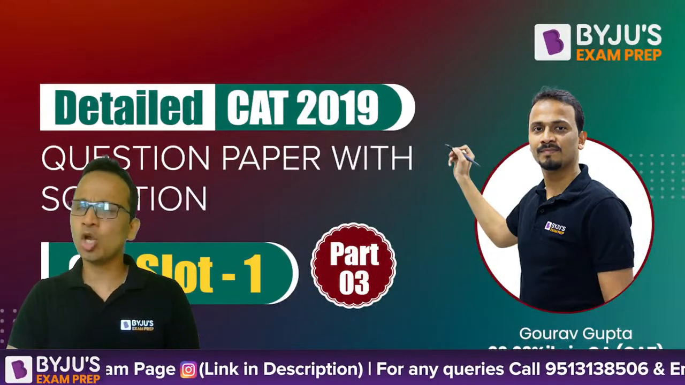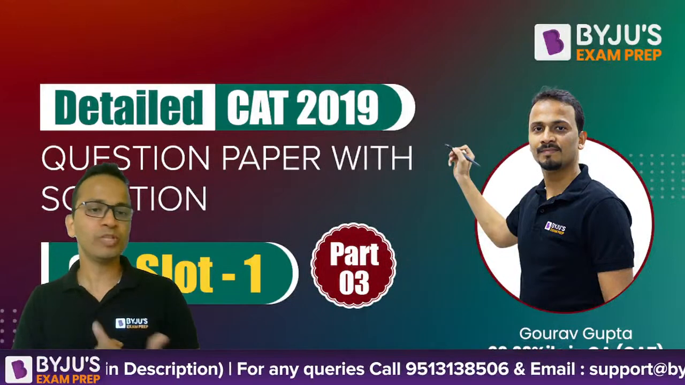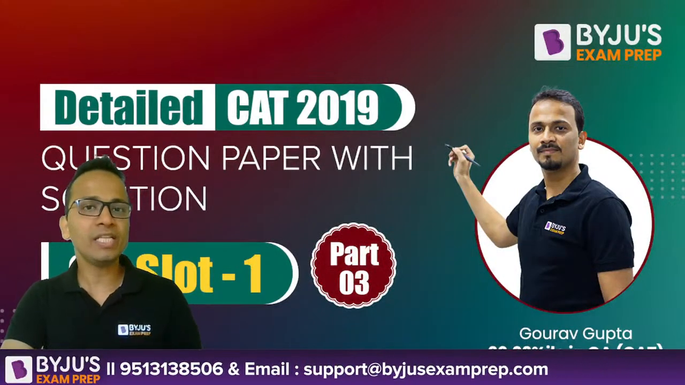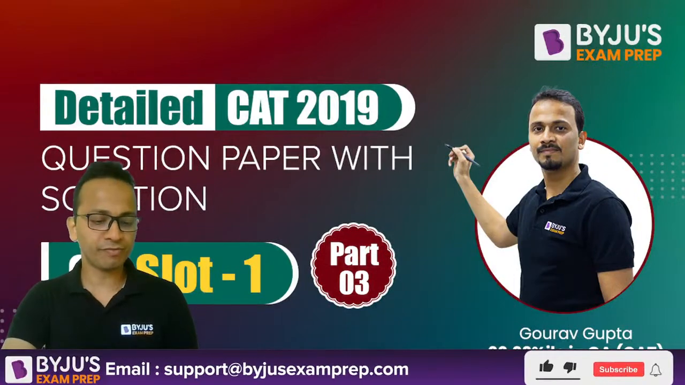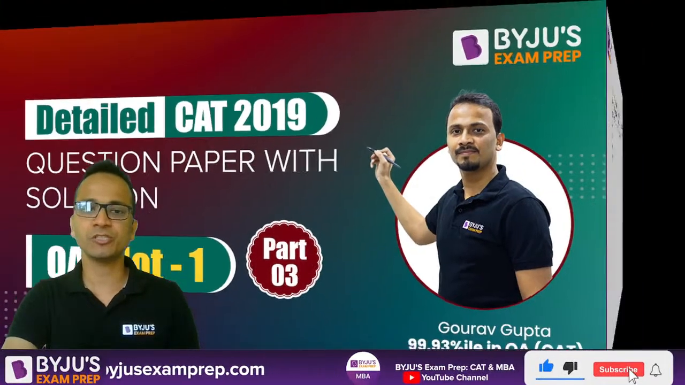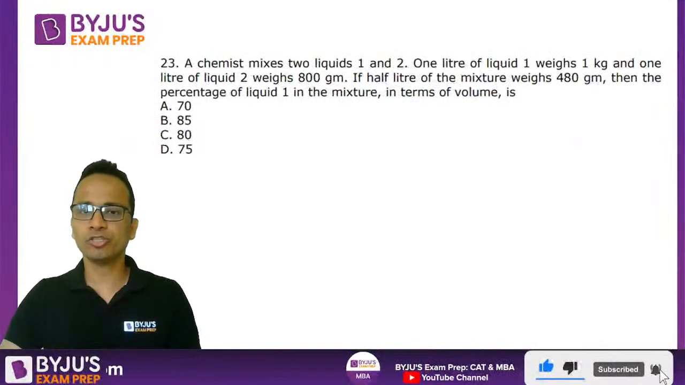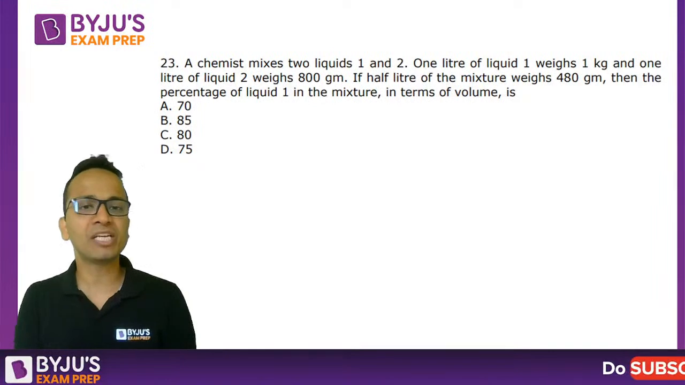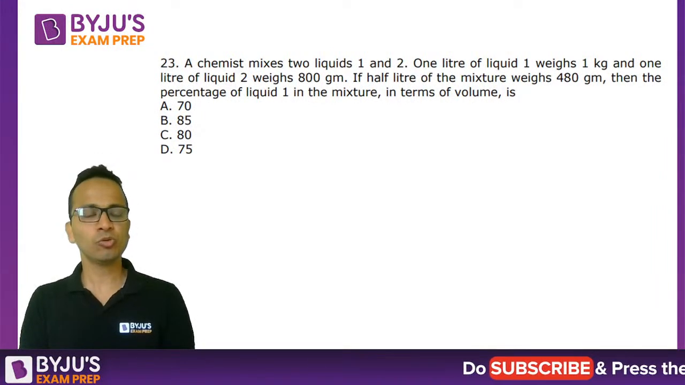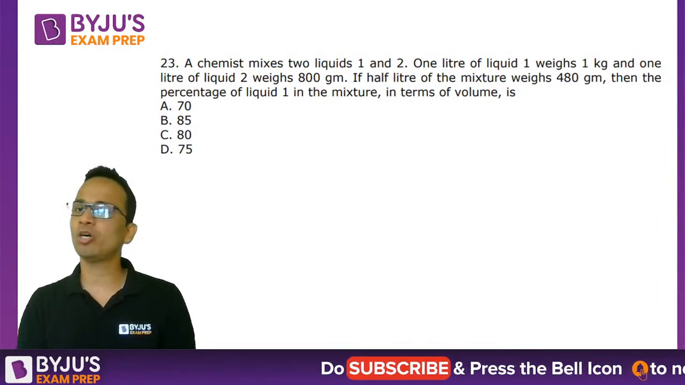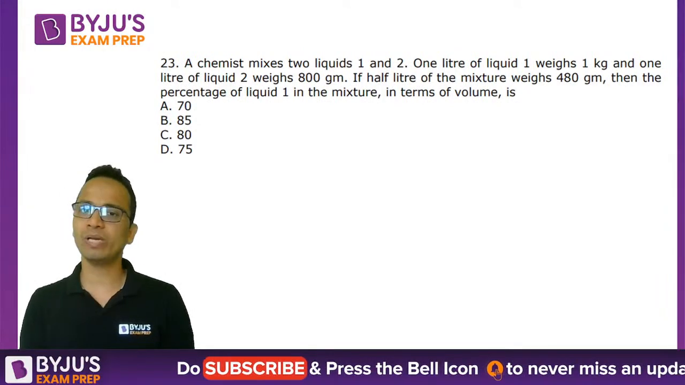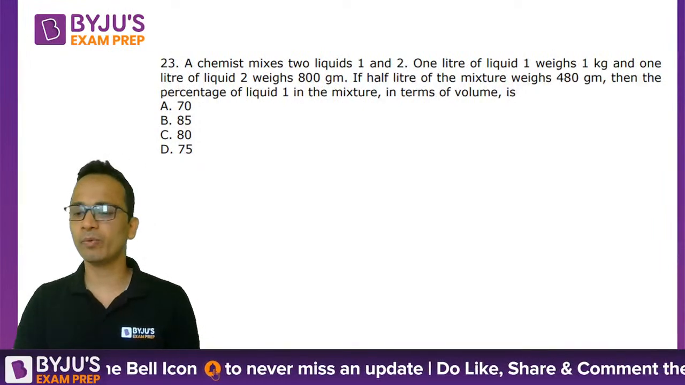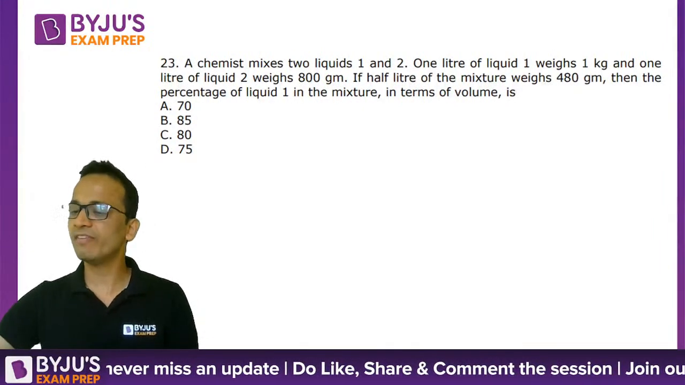So let us continue with QA slot 1 part number 3. We'll start with the 23rd question because we have already discussed the first 22 questions in the previous sessions. So question number 23 on your screen. This is a very easy, very basic question of mixtures and alligations. You just need to apply alligations on 3 different values. You will get a ratio. From that ratio, you can find out the percentage of liquid 1 in the mixture. So quickly give it a read.